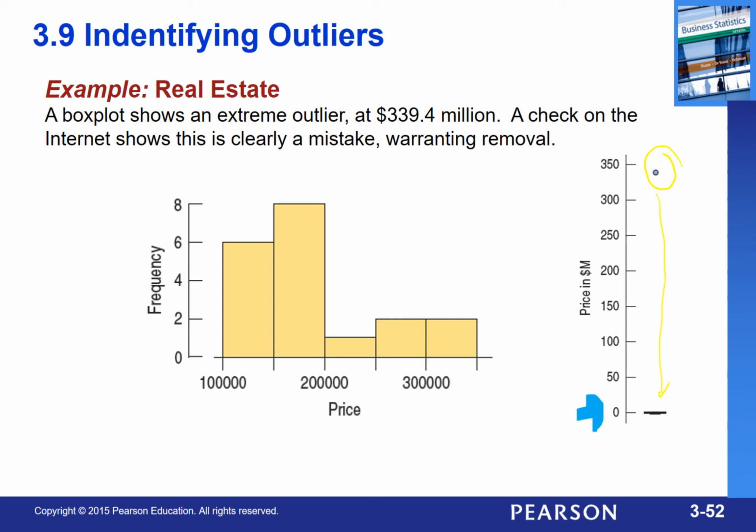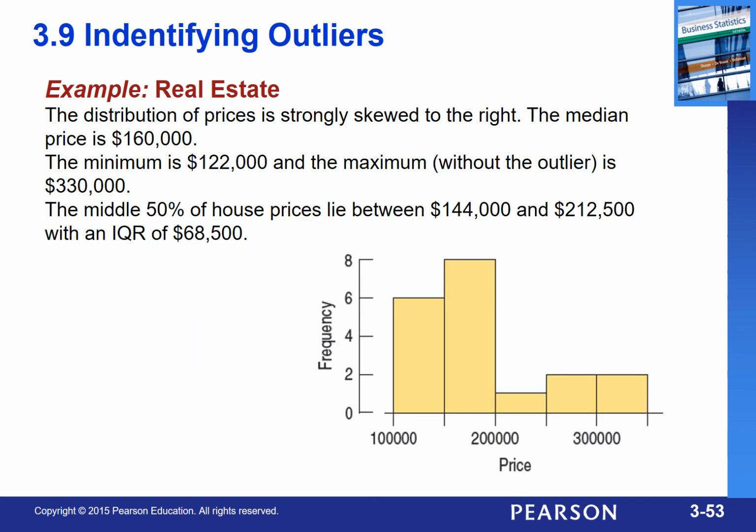And if you check the internet, it actually is a clear mistake. Yay! So you shouldn't have been using that data piece, and you should remove it or correct it. And then you'll get a lovely graph. Watch out for outliers, man. They're weird. All right. So if the distribution is strongly skewed to the right, we should be using the median. If you calculate the median using Minitab, you get about 160,000.